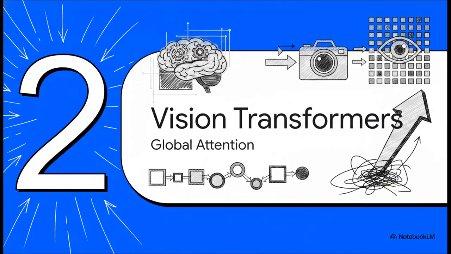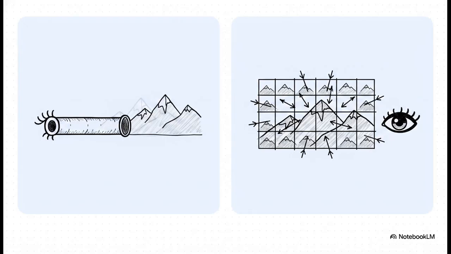Moving right along to Section 2, Vision Transformers. So, transformers absolutely conquered language, no doubt about it. But images are vastly more dense. If you try treating every single pixel like a word, the math just explodes. Now, for years, we relied on convolutional neural networks, or CNNs. These use local receptive fields to scan an image, kind of like looking at a scene through a paper towel tube. It's a very incremental focus.